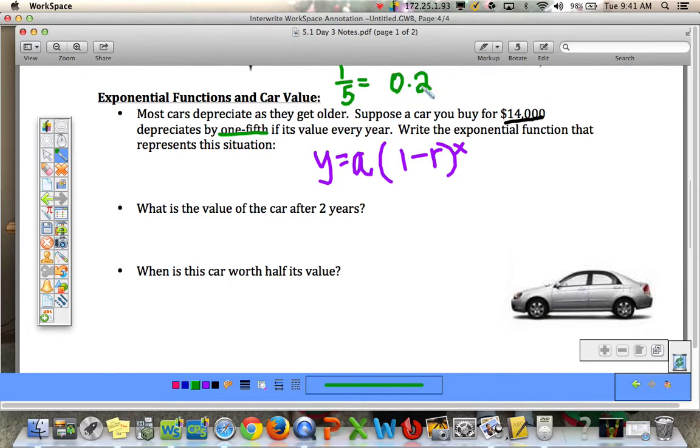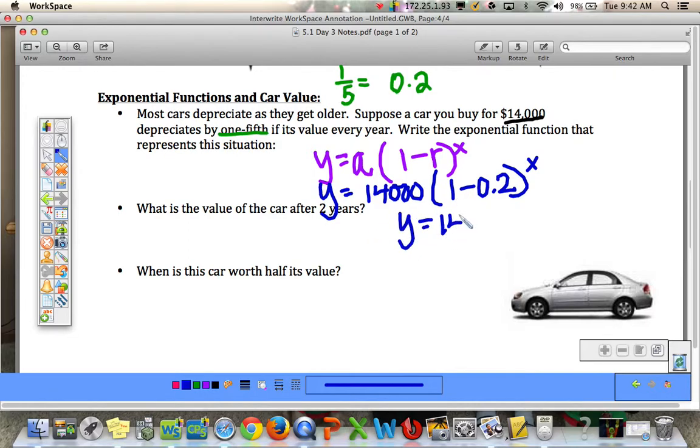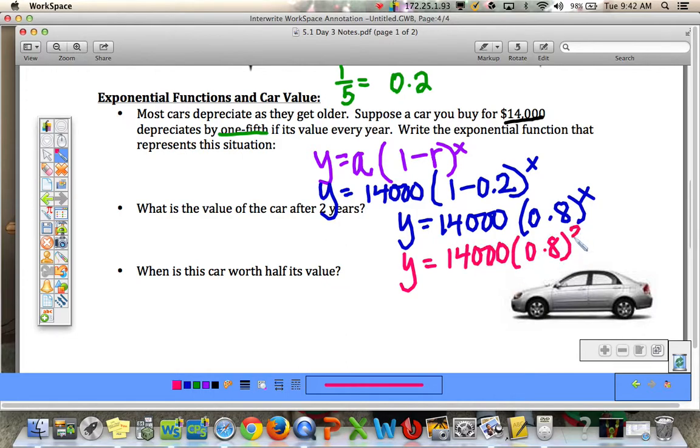If your car is losing 20% of its value, then it's still worth 80%. So to show that in the equation, we have y equals 14,000 times 1 minus 0.2, so you have 100% minus 20%, not 2%, 20%, and that's 80%. So here's the equation we're going to use. 14,000 the first year, and every year it's worth 80% of the year before it. So there's the equation. And for 2 years, you're going to type in a 2 for time. So 14,000 times 0.8 to the power of 2. And that ends up being, I think, 8,960.